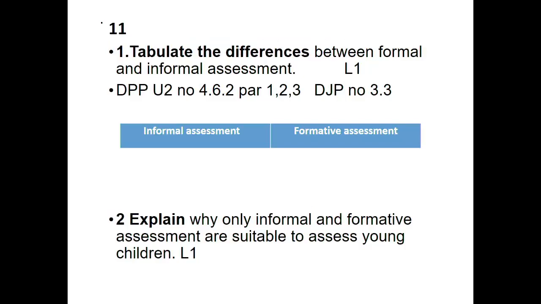In the DPP study guide, it is number 4.6.2, paragraphs 1, 2, and 3. And in the DJP study guide, it is number 3.3. It is also informal assessment on the left side, formative assessment on the right side, and just list them and show the differences.